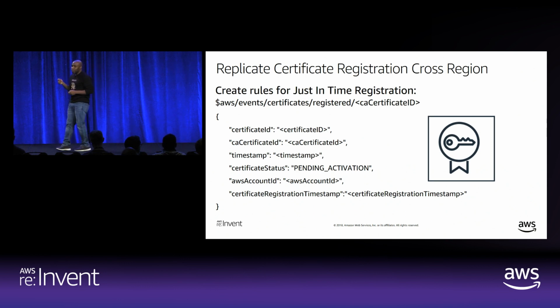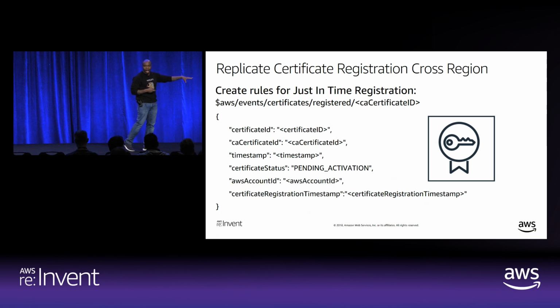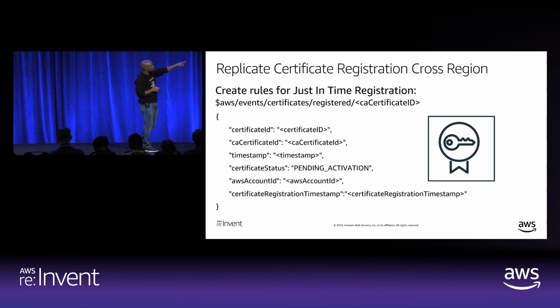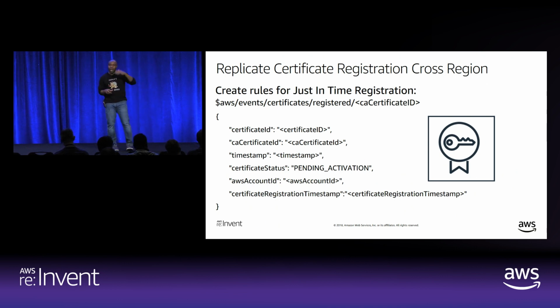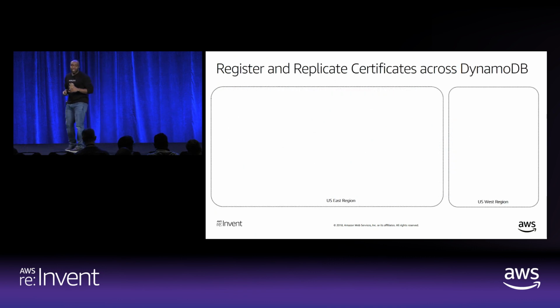The second part of this that we've talked about over and over again is bringing your own CA, and that really is using just-in-time registration. So as Lucas alluded to, when you do just-in-time registration, it publishes a registered event on a specific topic. So it publishes on AWS/events, certificates registered, and then the CA certificate ID. And then you get this metadata about the certificate itself. When you use that information, you can apply a pretty similar pattern for all of your certificate information.